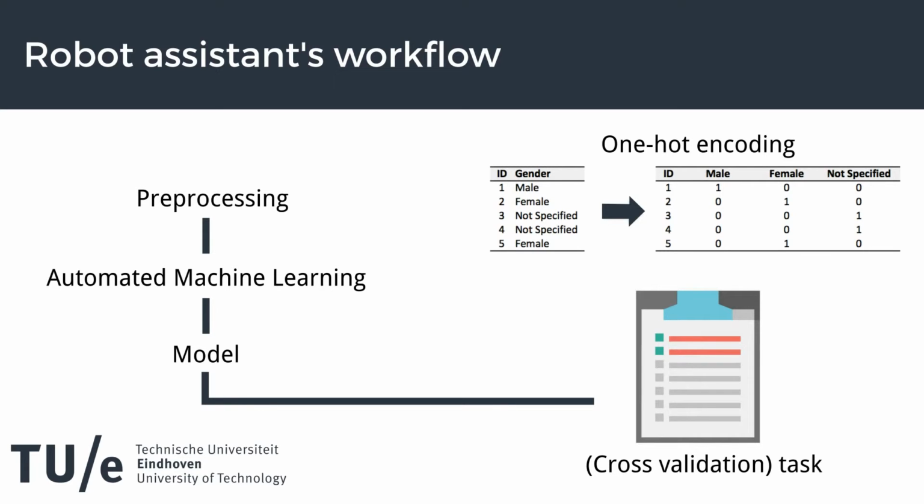The initialized workflow now behaves as a normal, untrained estimator following the scikit-learn API. So for each cross-validation step, it refits the pre-processing pipeline and retrains the model on the training set and predicts the result. The robot assistant then publishes these results and starts working on its next assignment.